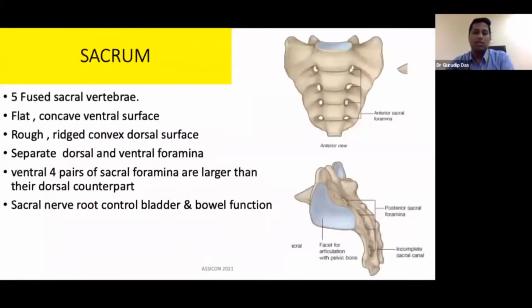The sacrum is the fourth segment of the spine. It consists of 5 fused sacral vertebrae, and it has a smooth concave ventral surface and a rough convex dorsal surface with foramina.